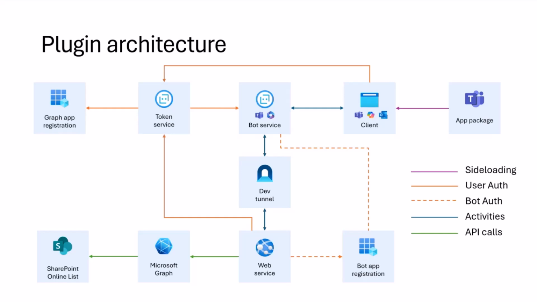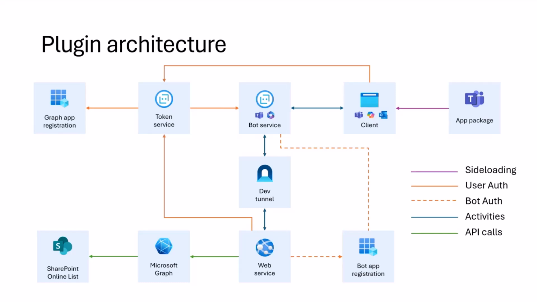And the messages are going to be relayed from the bot service via a dev tunnel to a locally running web service. Now, I need this dev tunnel in between because my web service is running locally on my machine. So I need to expose this web service over the internet because the bot service is running in the cloud. It needs to be able to have that level of access. Now, this web service then is able to make requests to Microsoft Graph to get information from that SharePoint online list.